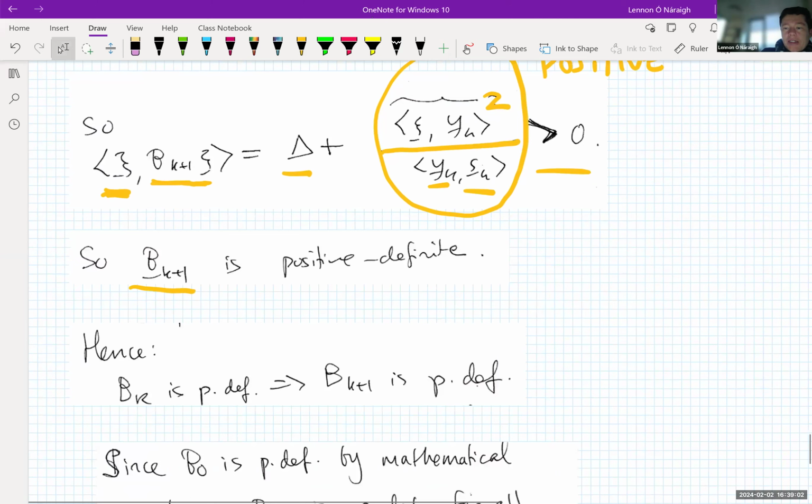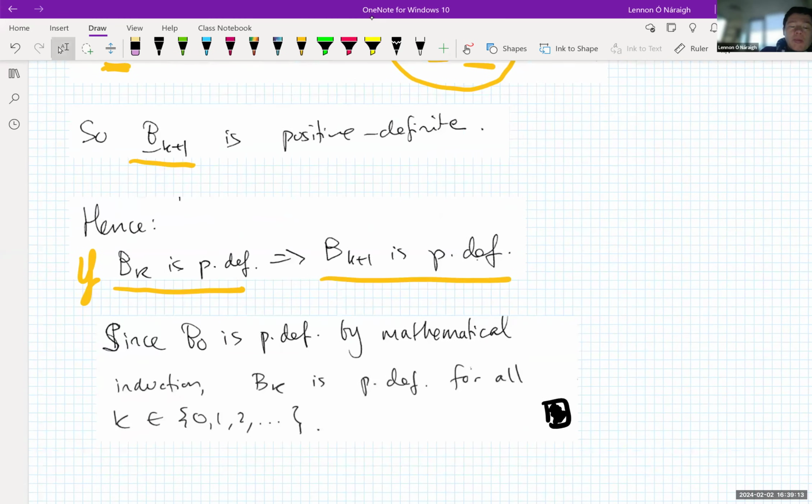So remember, going back to the inductive hypothesis, what we've shown is that if BK is positive definite, then BK plus 1 is positive definite. But again, by the assumption in the theorem, B0 is positive definite. So by mathematical induction, BK is positive definite for all K. And that completes the proof.